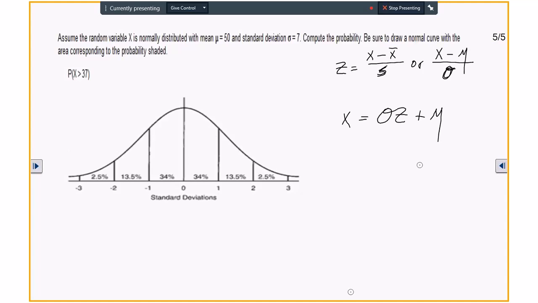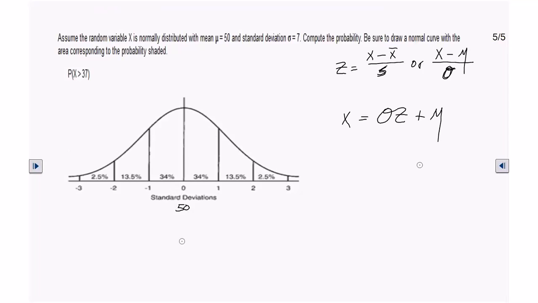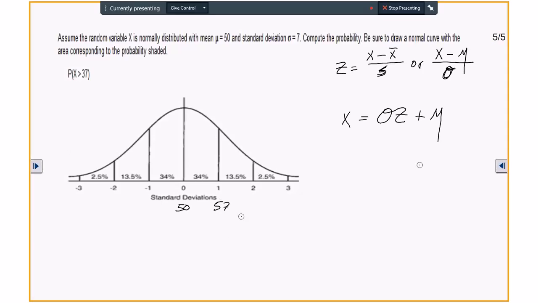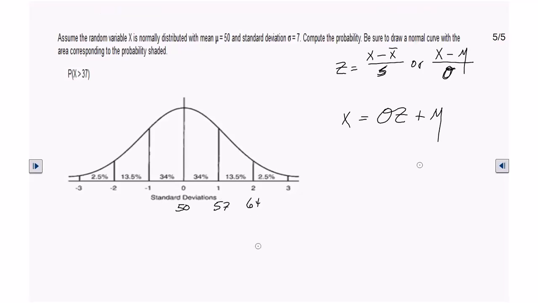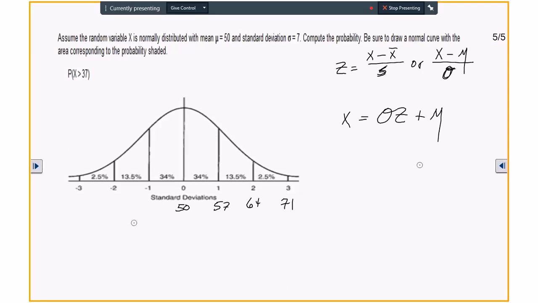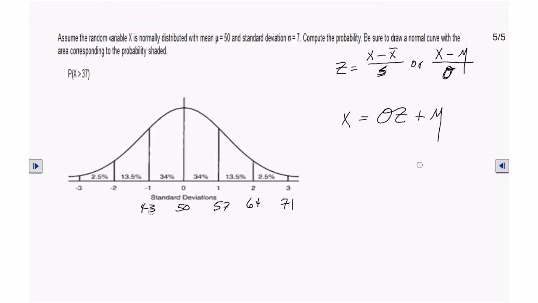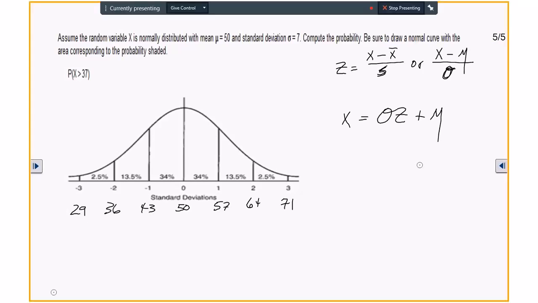Okay, so you can put mu down here and say 50, and then 57, 64, and 71. And then this direction, 43, 36, and 29. You're just putting that in so you can set up your picture.